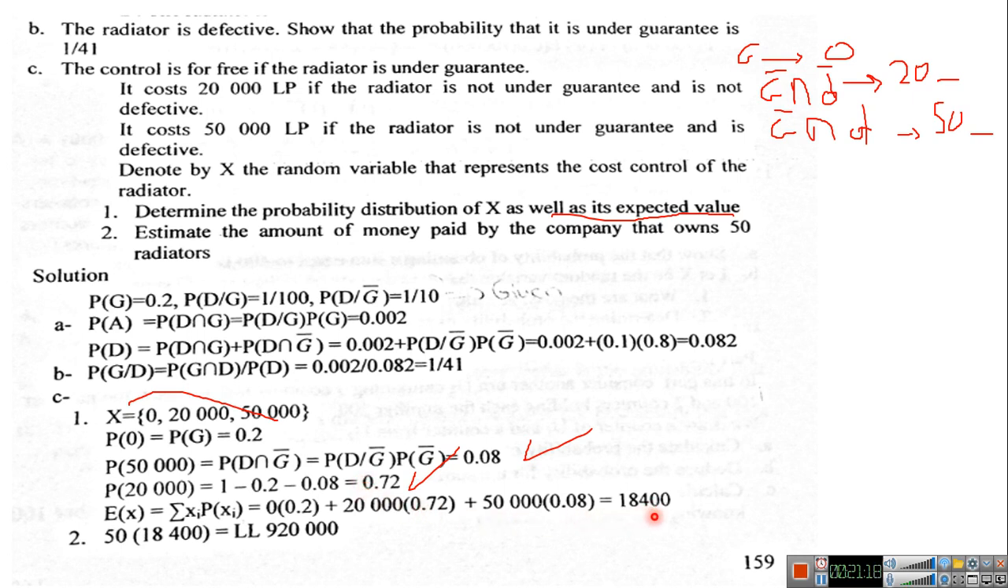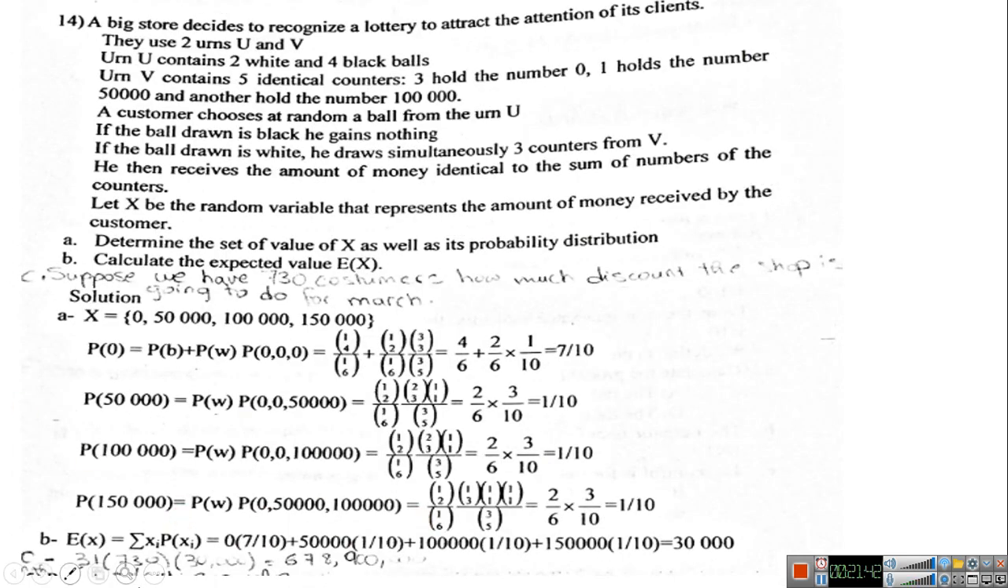So what does this mean? It means if you have one client, you're expected to pay an average of 18,400. So suppose you have 50 radiators to service. What you must get is 50 times 18,400 for each one. It will be 920,000 Lebanese lira. Now number 14.